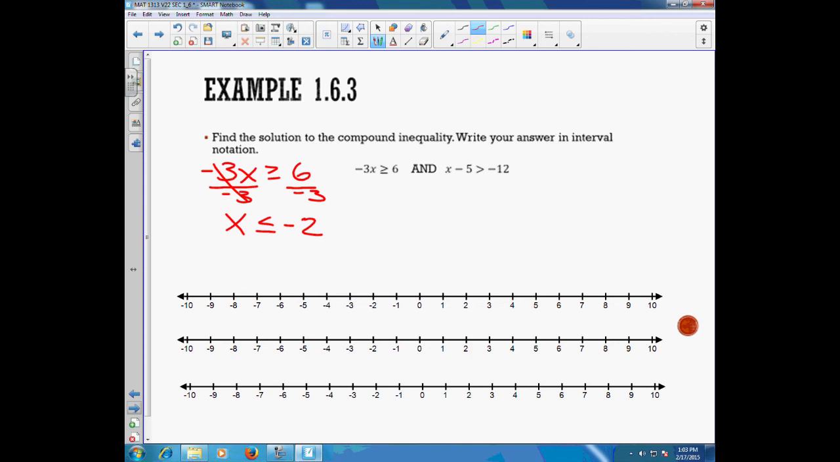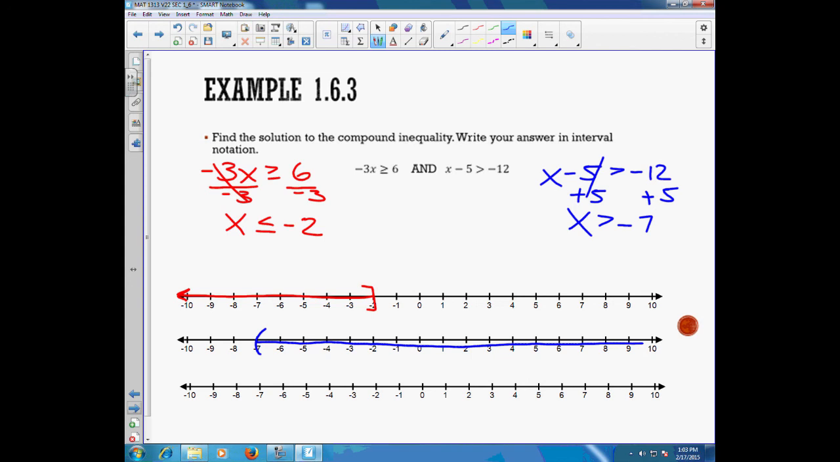On this top number line, we're just going to graph x is less than or equal to negative 2. Well, equal to means we get a bracket, and less than is going to be everything in that direction. So let's do the second inequality. We have x minus 5 is greater than negative 12. If we add 5 to both sides, we're going to get x is greater than negative 7. So greater than negative 7 on our second line, we're going to use a parenthesis, and everything greater than negative 7.